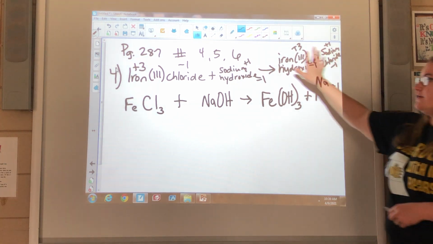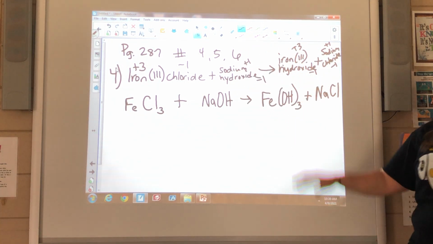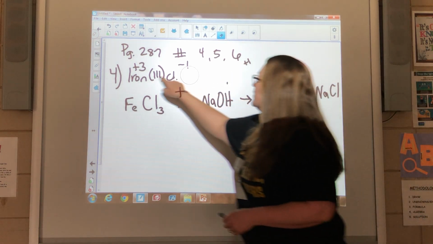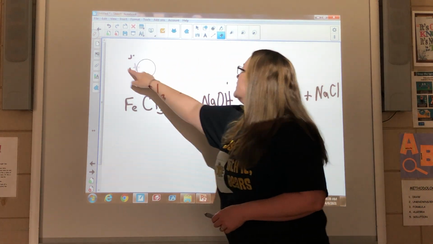Is it okay with y'all if I erase the top of this? Okay, I'm going to erase the top of this just to make sure I have plenty of room up here and to clear some clutter.